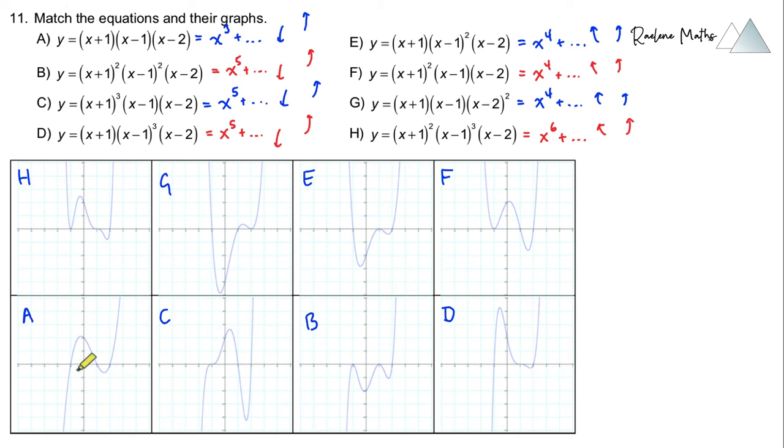So then I noticed I could use that to help me eliminate the graphs, and I noticed that the A had to be one of the odd end behaviors. And I also noticed that none of the graphs had a flattening out shape, and so that matched with this graph here. So I've put letter A to represent that equation.